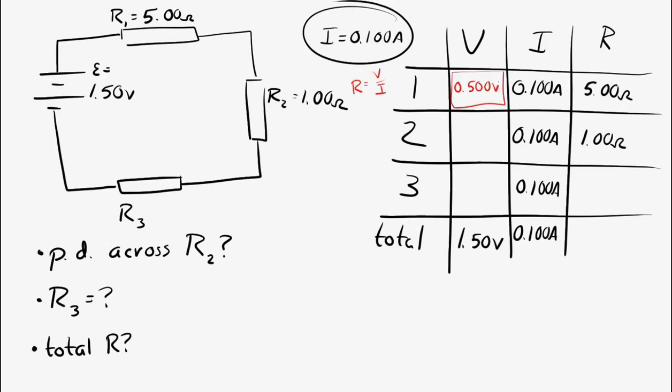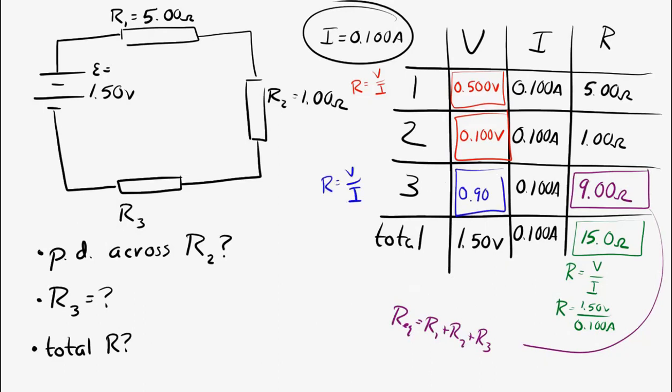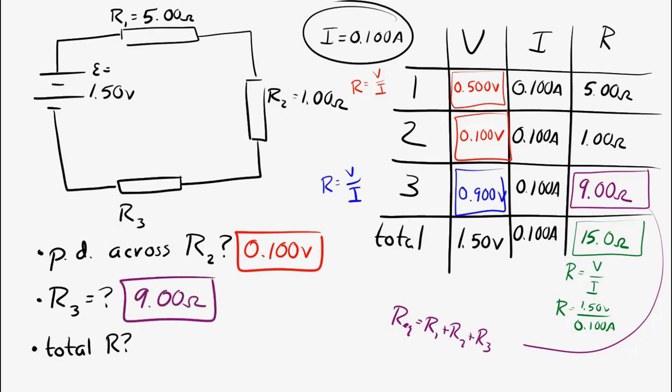Okay. I can solve for the total equivalent resistance in the circuit. And I know that all my resistances, R1, R2, and R3, have to add up to the total resistance. So that means I can find the resistance of the third resistor. It's 9 ohms. All right. And I can find then the potential difference across R3. So the potential difference across R2, 0.1 volts. The resistance of R3, 9 ohms. The total resistance across that combination of resistors, 15 ohms.